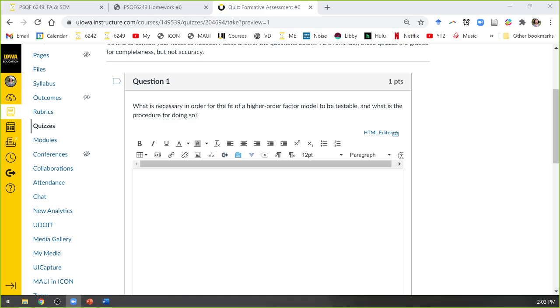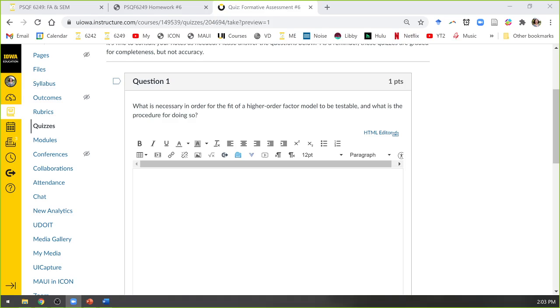So we have then 2 questions here about higher order factor models. Let me make sure the chat window is open, since that way I can eagerly await your responses. So what is necessary in order for the fit of a higher order factor model to be testable? What do you all think about this one? What do we need? At least 4 factors, yeah. So 3 for it to be identified without further constraints, and 4 for it to be testable.